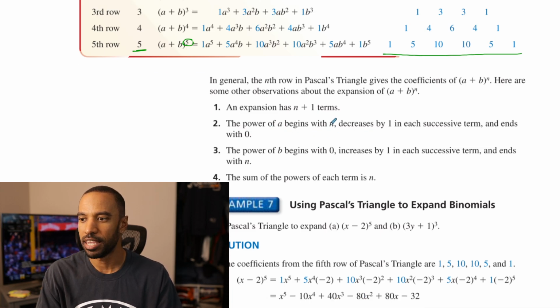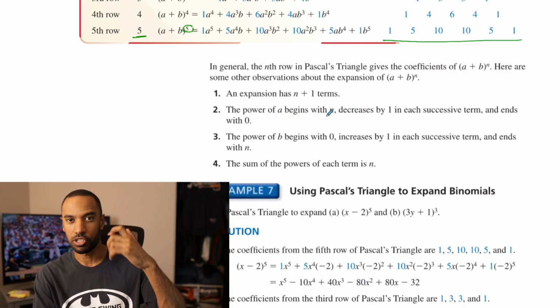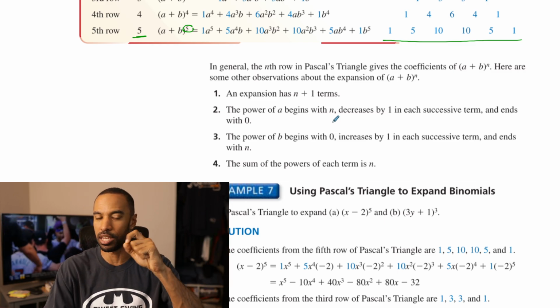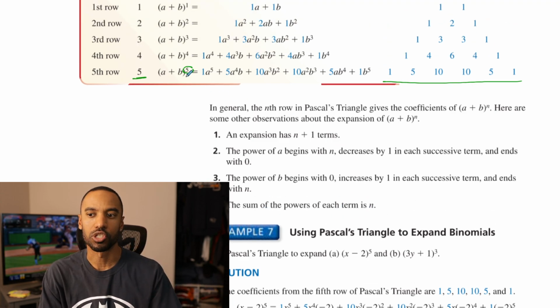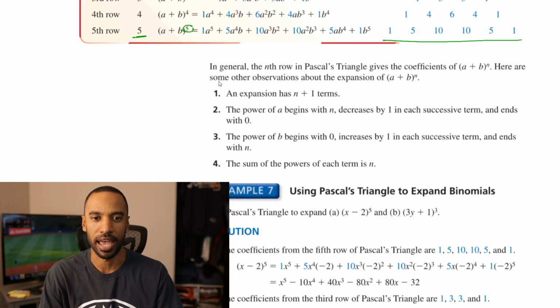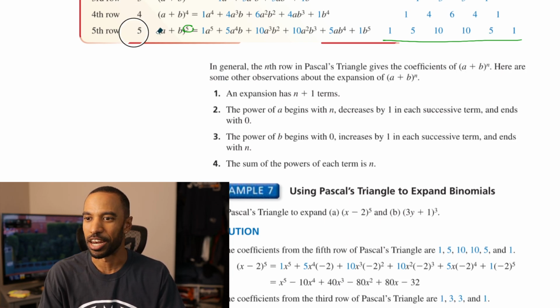The power of a begins with n. I was just mentioning this. The a's decrease the exponents by 1. The b's increase exponents by 1, starting from 0. And the sum of the powers of each term is n. So I just mentioned all that at the end. I probably should read ahead, but I don't know what the book's going to say. And I don't want to forget.